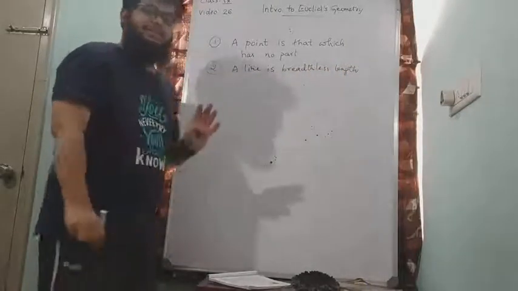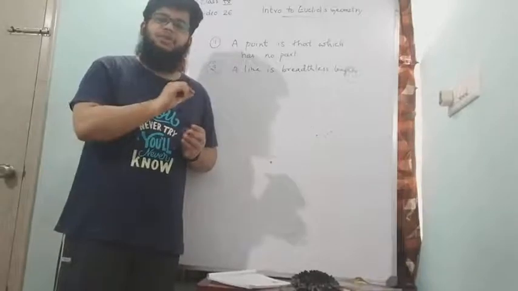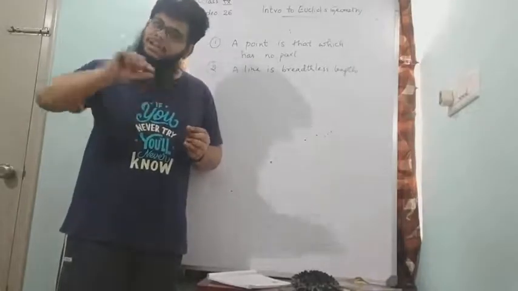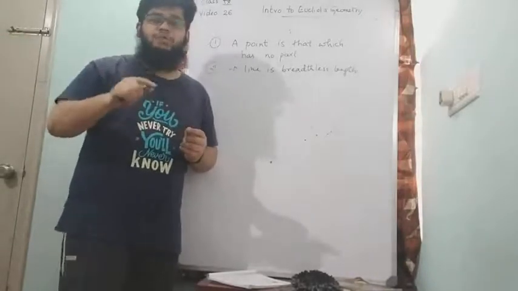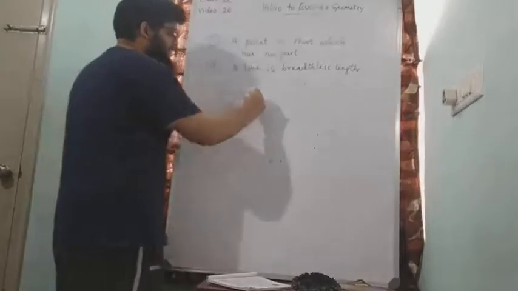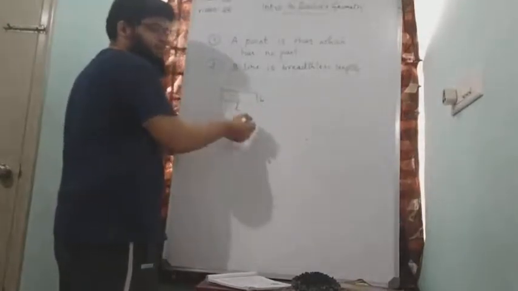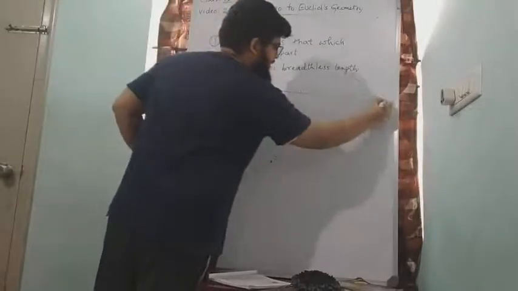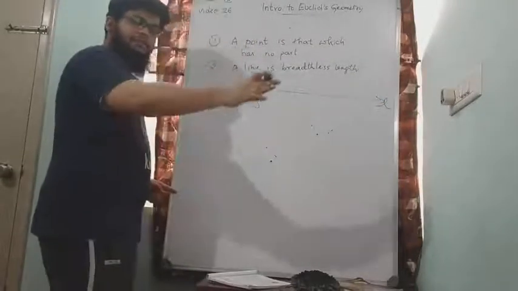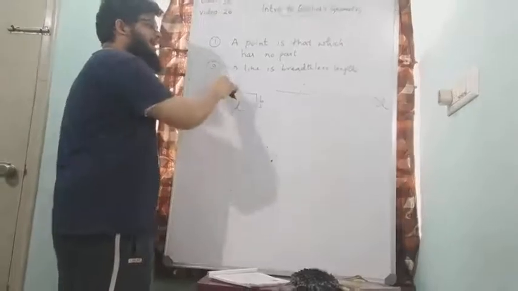Line is breadthless length. What does it mean? That means when you draw a line, you have only length of the line, but there is no breadth. For example, if I have a rectangle, this will be length and this will be breadth. So in a line, there can be no breadth but only length. Length can go up to any distance. So a line is breadthless length.